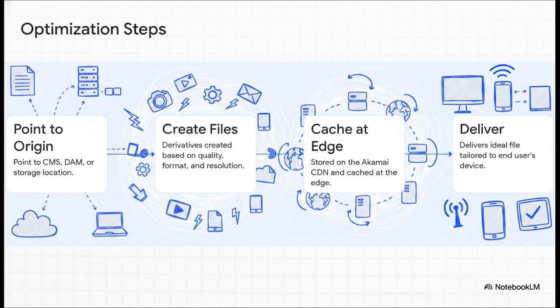Step 3, those new optimized derivatives are cached at the Akamai edge, so you aren't bloating your own servers with thousands of file variations. Akamai holds them right at the edge of the network, as close to the user as possible. And finally, Step 4, delivery. The system instantly delivers that perfectly tailored file, so the user gets a flawless visual experience, whether they're on a massive fiber optic desktop setup or a 5-year-old smartphone with 1 bar of service.